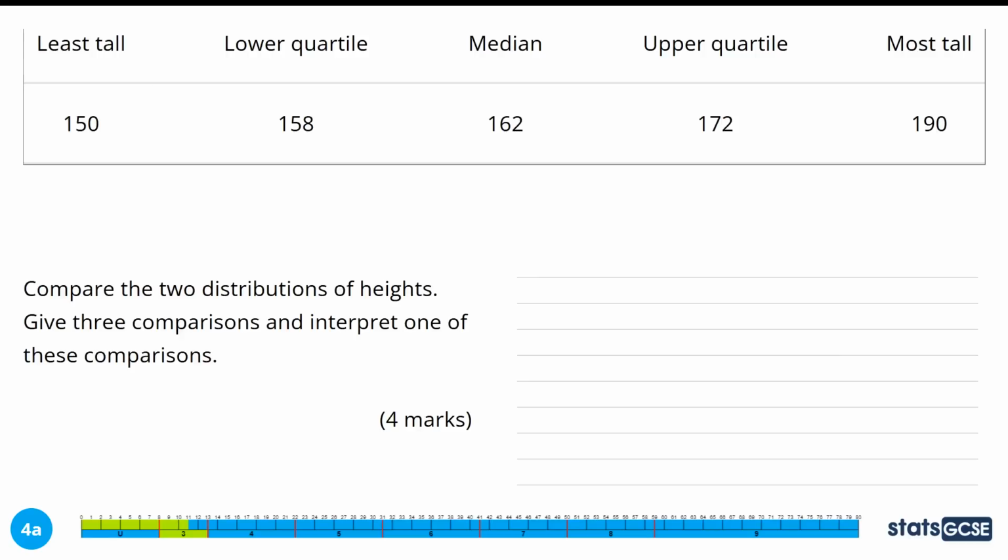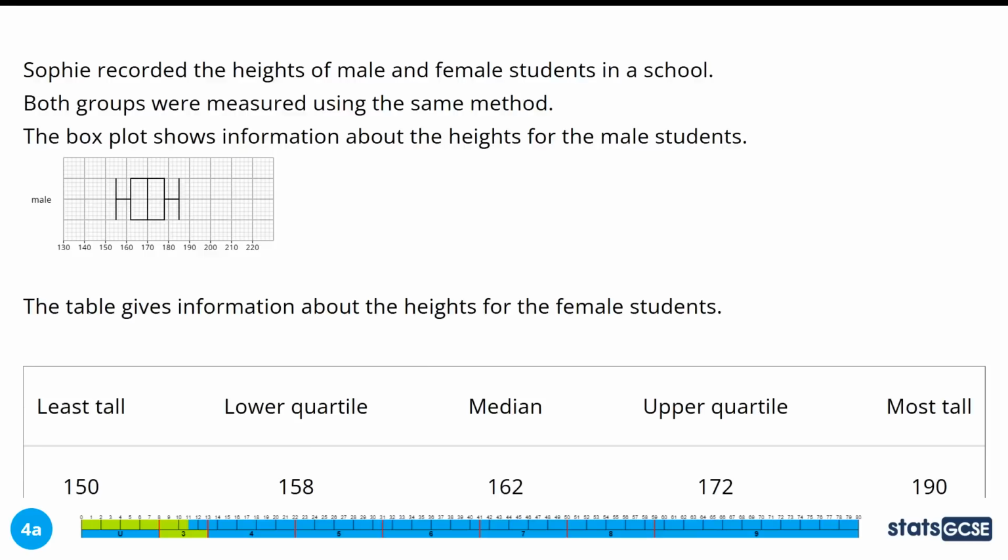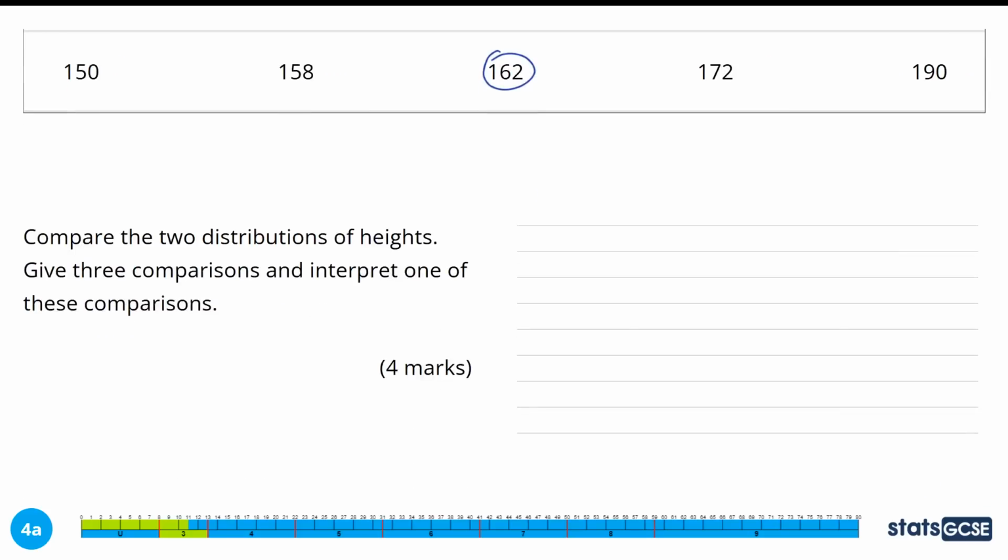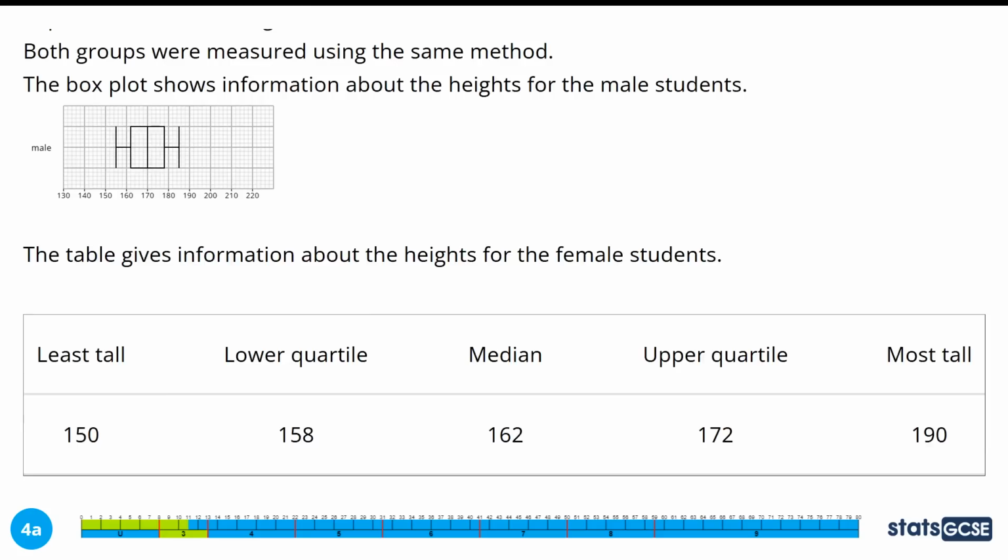Compare the two distributions of heights. Give 3 comparisons and interpret one of these comparisons. We're going to start by comparing the medians. Now the medians for the males was 170 and for the females it's 162. So in the comparison we're just going to write the median heights for the male students is greater than the female students. Next we're going to compare the interquartile ranges.